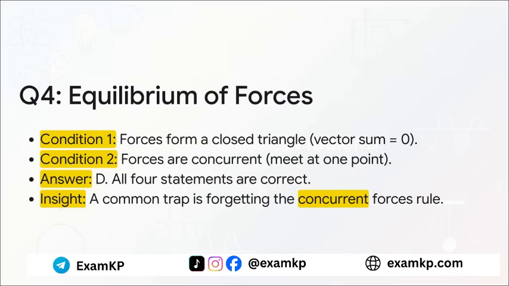Since all the statements given point to these 2 rules, our answer is D. And here's the exam secret. Almost everyone remembers the closed triangle part, but so many forget the concurrent part. You need both for equilibrium. Don't fall into that trap.